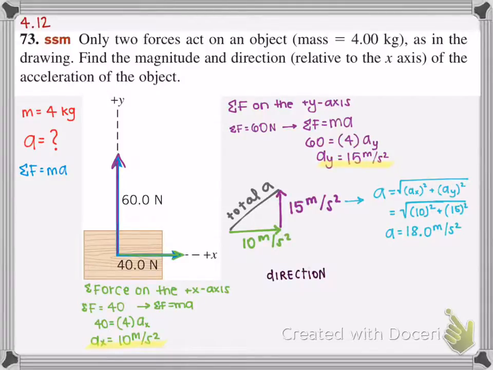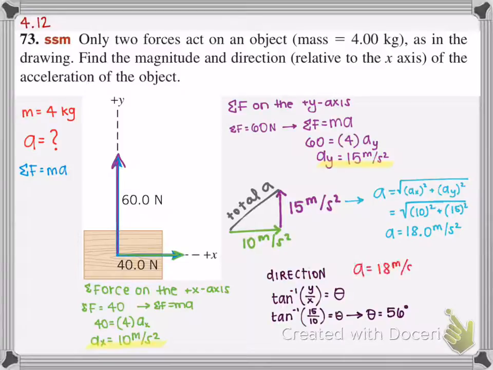In order to find the direction of the total acceleration, we use inverse tan, and we plug in our values, using the 15 meters per second squared over the 10 meters per second squared, and we see that the angle is 56 degrees. So we know that the total acceleration is 18 meters per second squared at 56 degrees above the positive x-axis.